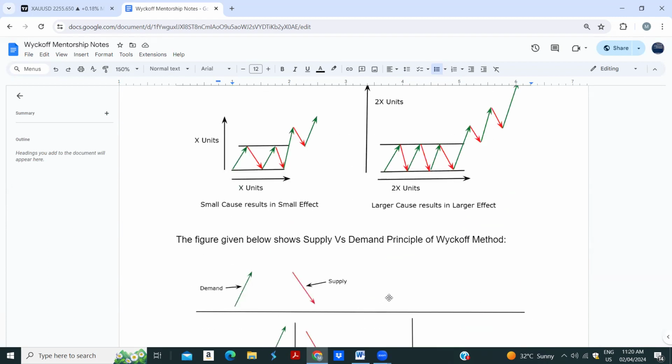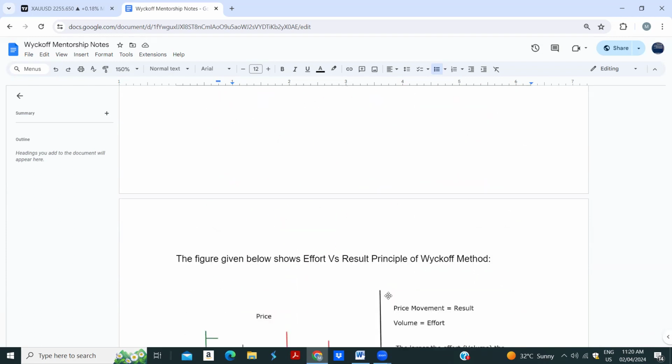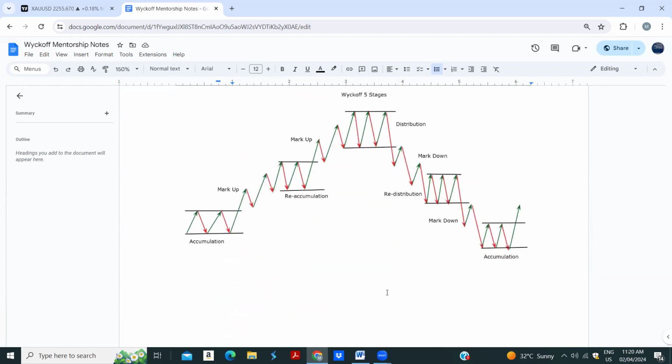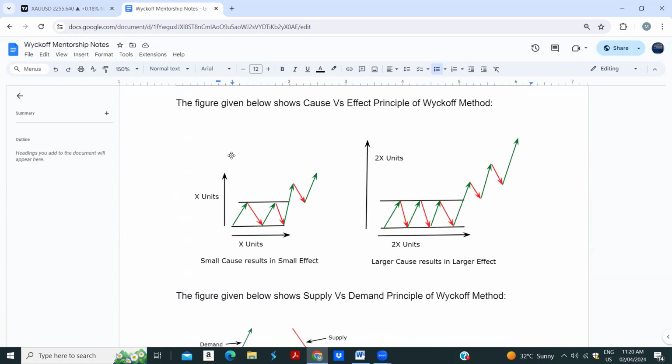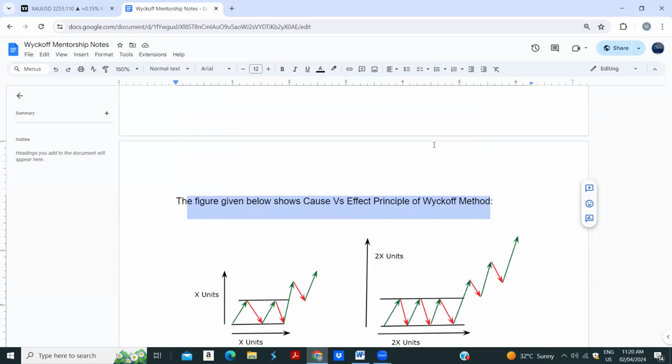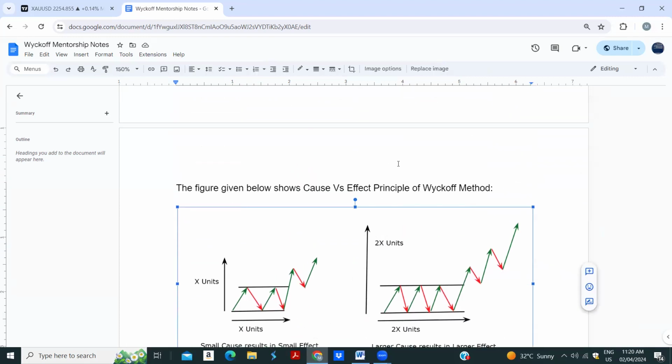So I'm going to show you the law of cause and effect. Now you can see that the figure below shows the cause and effect principle of the Wyckoff method. The Wyckoff method suggests that the smaller the cause, the smaller the effect. The larger the cause, the larger the effect. This is only observed in a ranging market, or a sideways market.